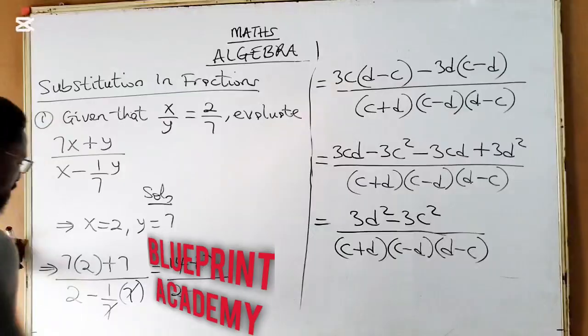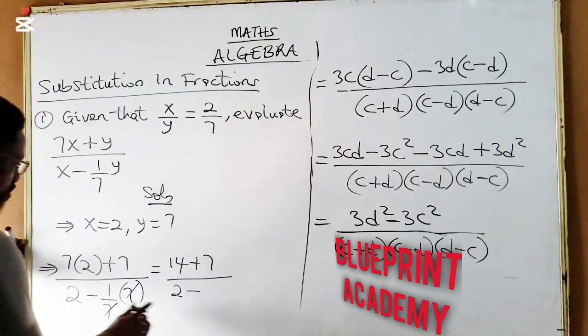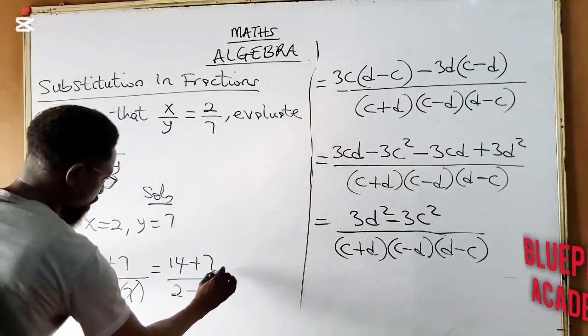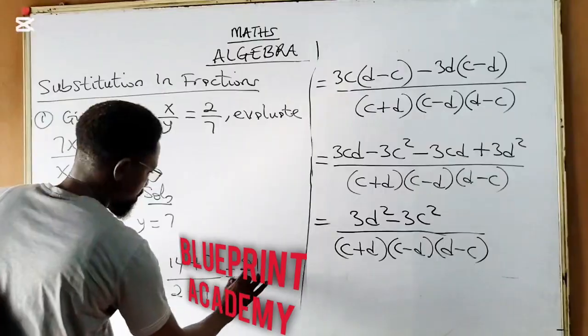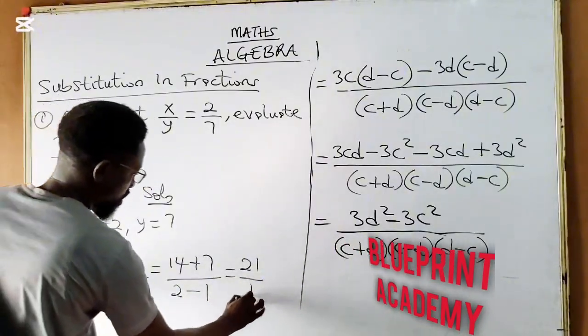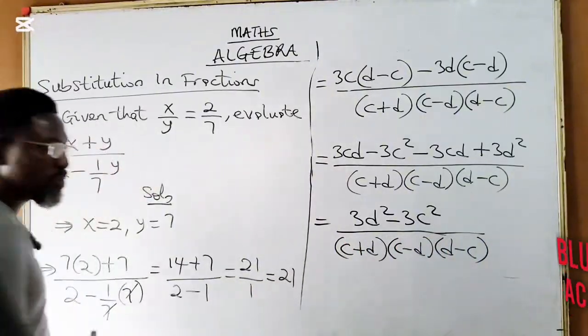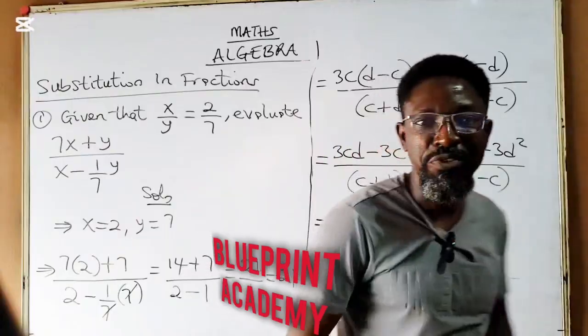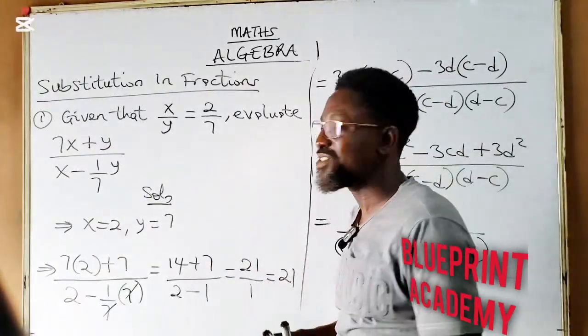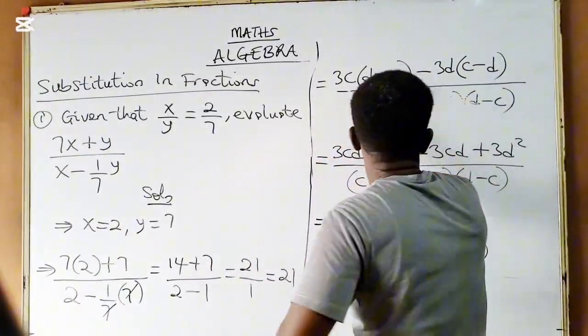Then minus, this one will now give us 1. 2 minus 1. So when you add up this, you get 21 divided by 2 minus 1, which is 1. So the final answer here is 21. This is what is called substitution in fractions under algebra.